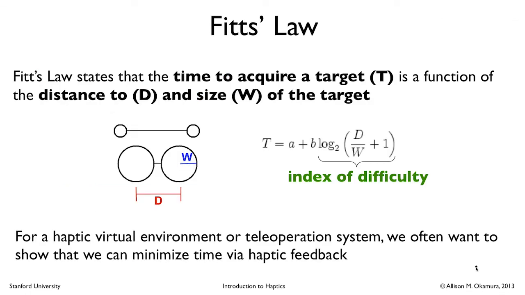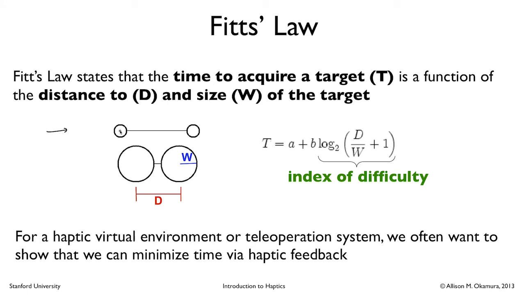Fitts' law is interesting because it is actually not just about sensing, but also about movement. And so this is a very standard task that's used in human-computer interaction studies. What Fitts' law says is that the time to acquire a target is a function of the distance D between targets and the size W of the target. So here's an example of two sets of targets. This example is a very difficult task.